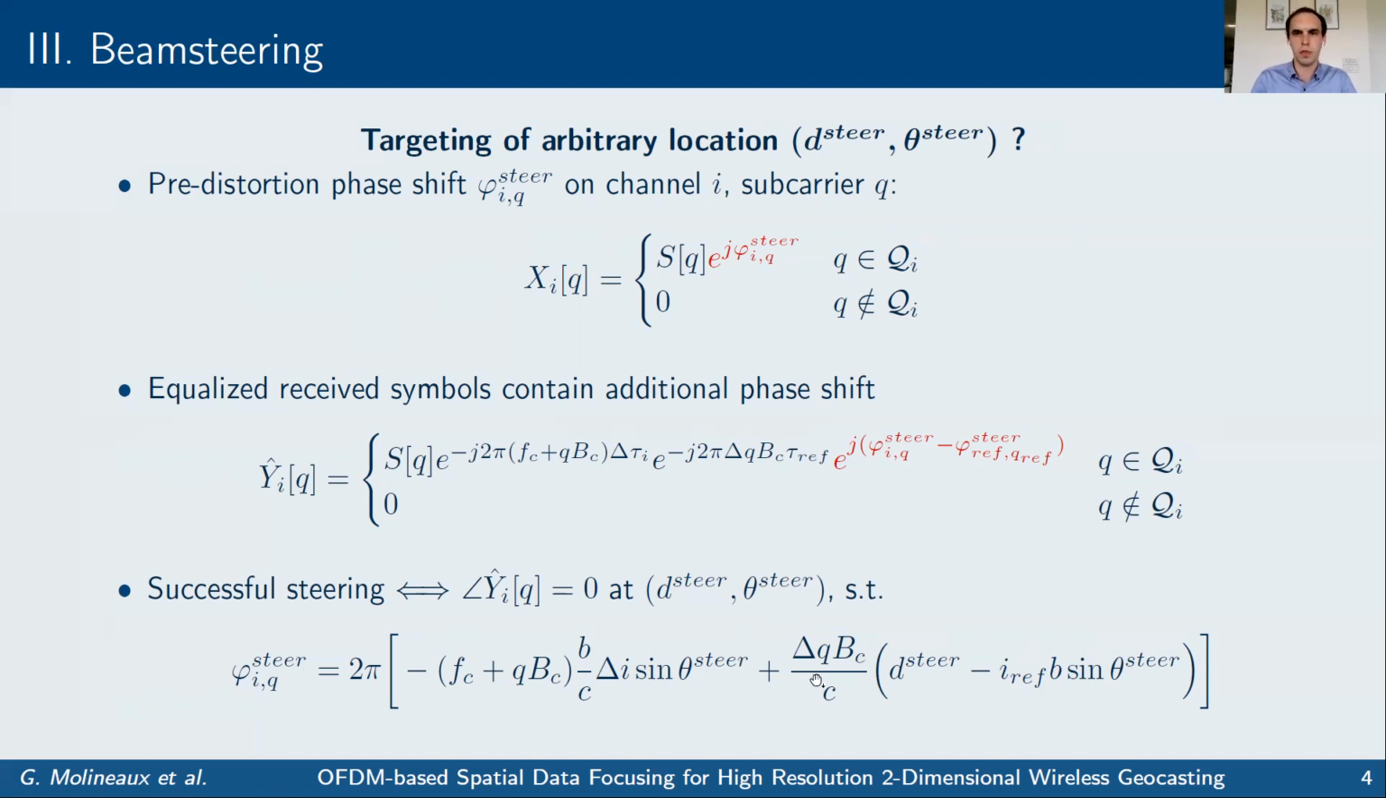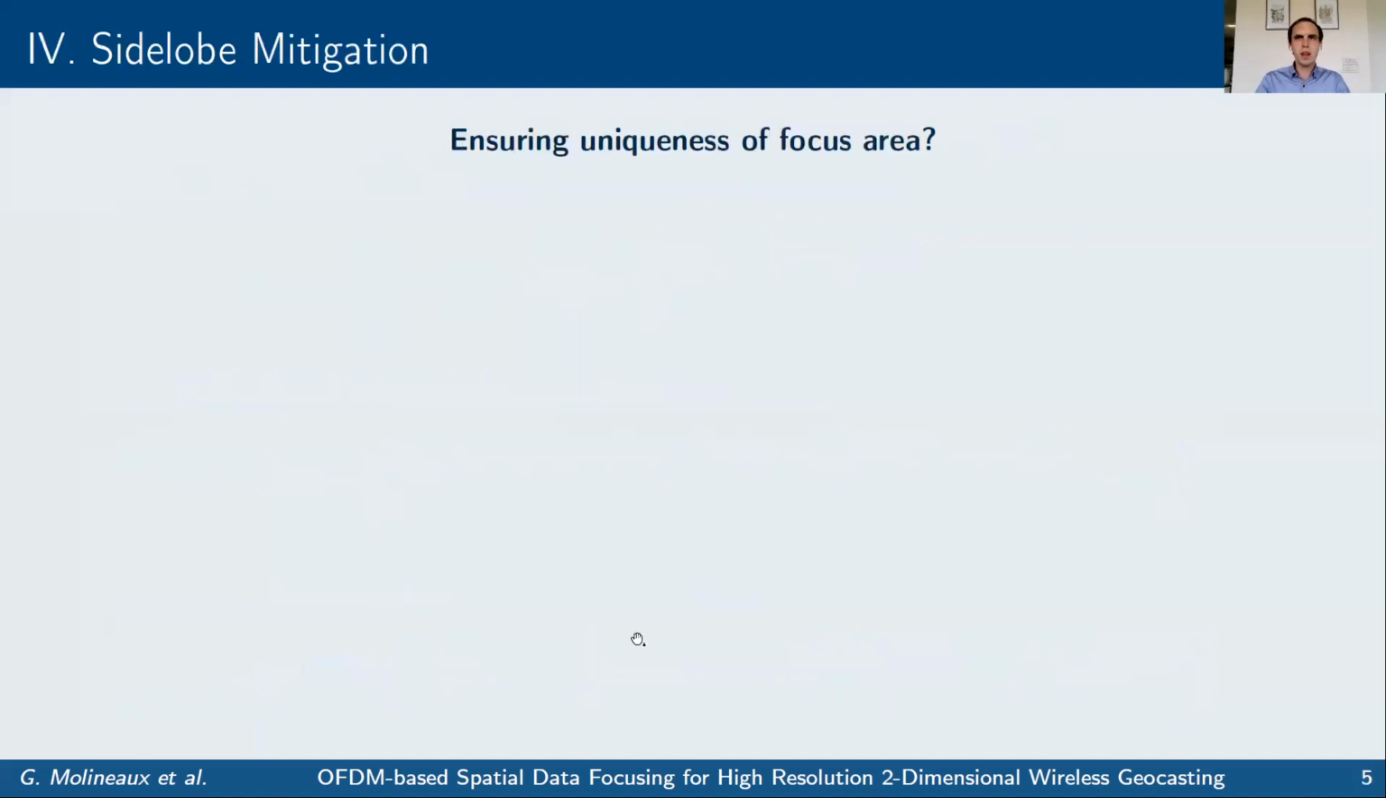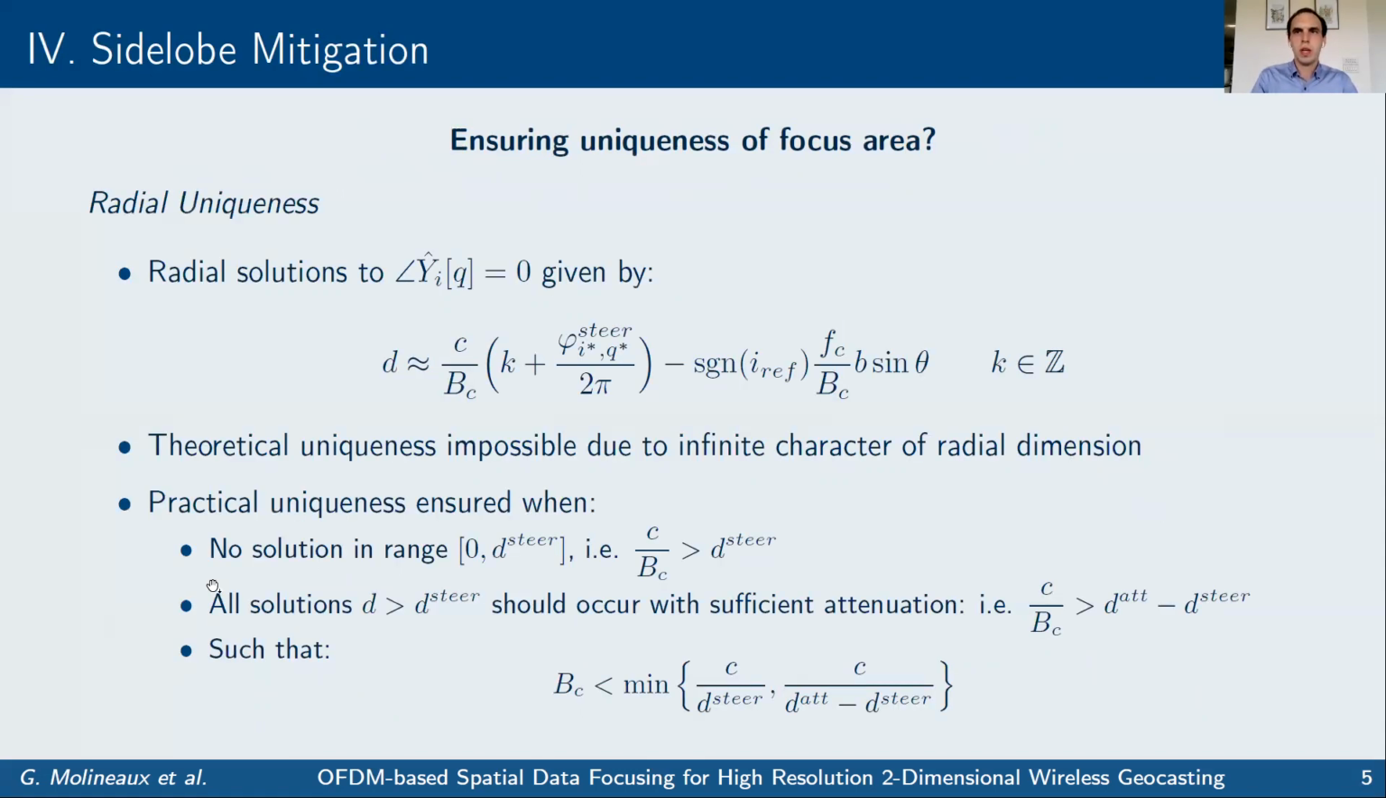Secondly, it is important that we are able to ensure uniqueness of the focus area, that there is no second area present where data could also be retrieved. And we need to ensure uniqueness both in the radial domain as well as in the angle domain. So for the radial uniqueness, if we look at the radial solutions of the expression stating that the residual phase shift should be zero, one can see that we find a solution of this form.